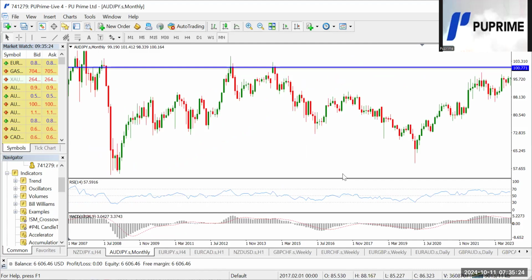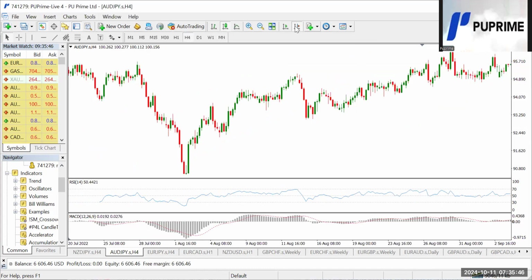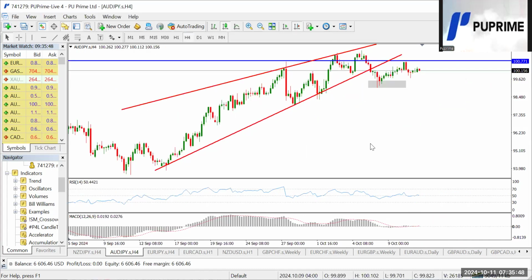This is the reason I'm telling you about the monthly time frame. It's been holding since 2007. That's in the last 16 years, this resistance has been holding. So it will take a lot for price to break it, except there are very, very powerful fundamentals from Japan. Except that, technically, I still believe this may drop.